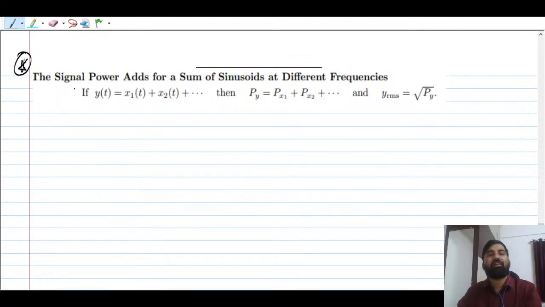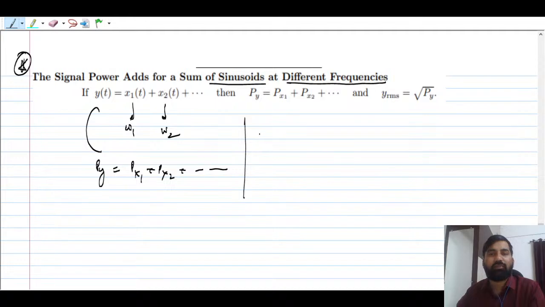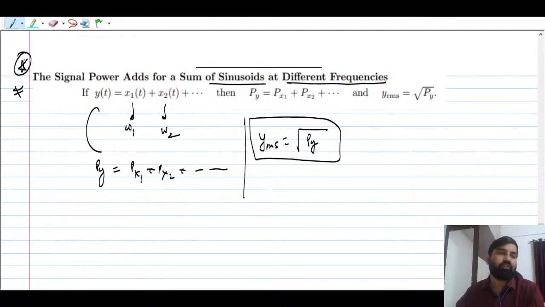So the signal power adds for a sum of sinusoids at different frequencies. You have to make sure that they have different frequencies. You can say omega 1, omega 2, right? So you can just find out the power. So Py is going to be what? Px1 plus Px2 plus and so on. And if you want to find RMS, RMS is nothing but the square root of Py, right? So these are the formulas you have to remember, okay? Provided all the sinusoids have different frequencies, right?